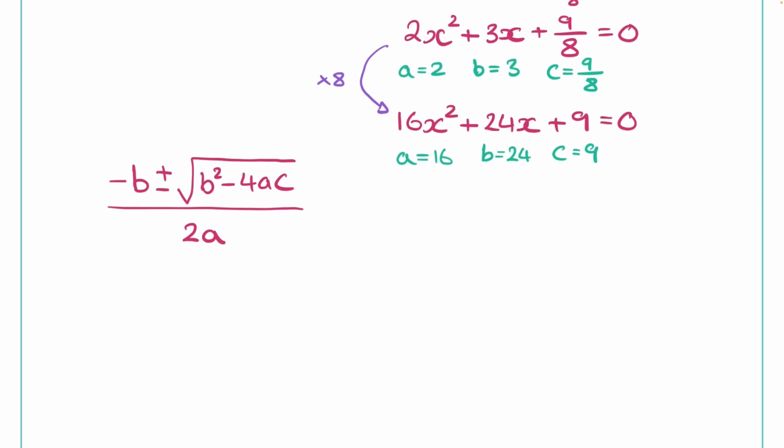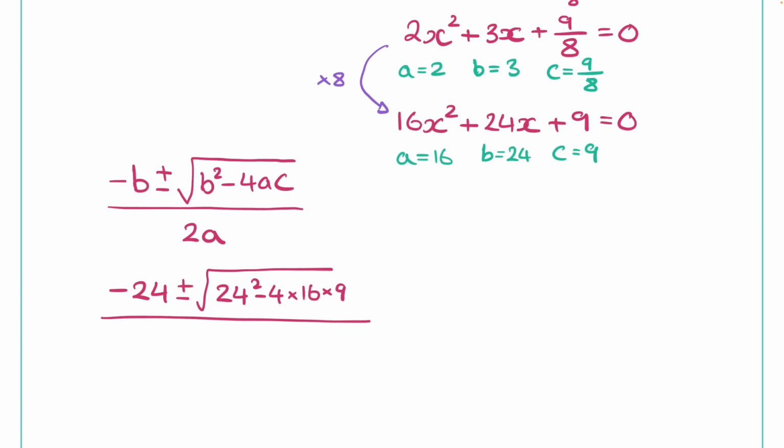So all I need to do is put the pieces in place. So minus 24 plus and minus the square root of 24 squared minus 4 times 16 times 9. And that's all over 2a, which is 2 times 16. So typing this in, we get minus 24 plus the square root of 24 squared minus 4 times 16 times 9 all over 2 times 16, and it gives me the answer minus 3/4.